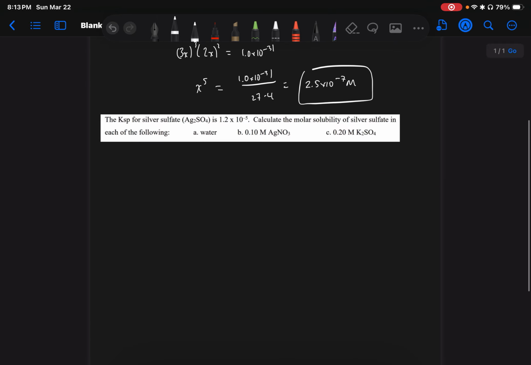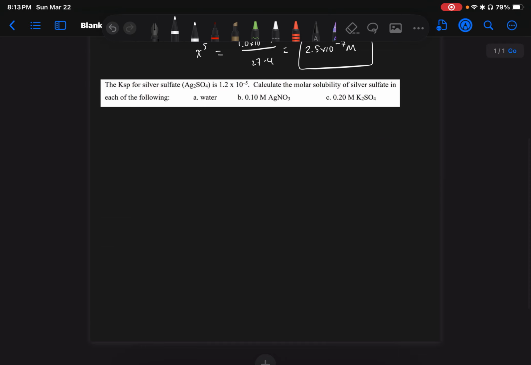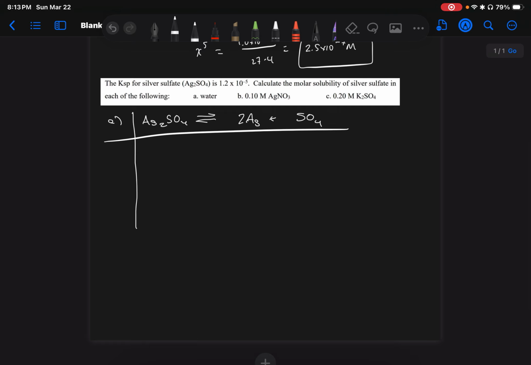Okay, Ksp for silver sulfate. So this is just talking about the different initial concentrations. Okay, this is easy. So it's Ag2SO4. I'm not really putting in the charges, but I feel like you could just figure that out, right? Maybe I should. Excess.